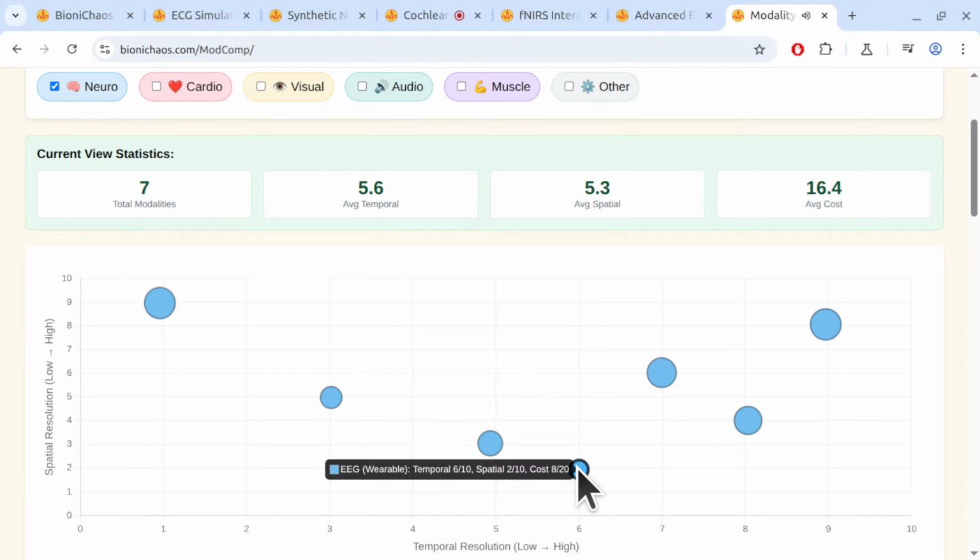That's a really interesting drop. You trade a lot of the fine detail, but suddenly it's something people can actually buy and wear at home. That's the key trade-off. Accessibility versus granularity.